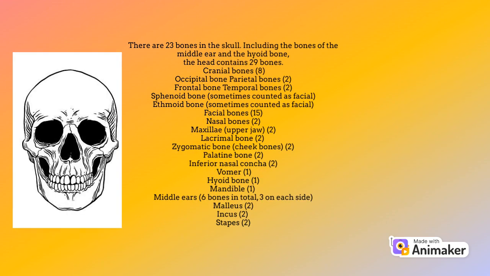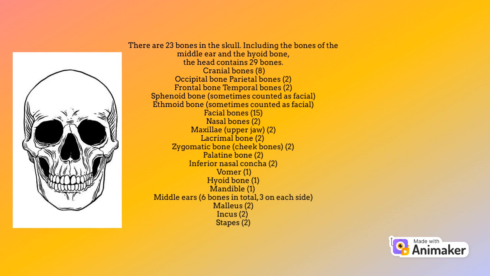There are 23 bones in the skull. Including the bones of the middle ear and the hyoid bone, the head contains 29 bones. Cranial bones: 8. Occipital bone. Parietal bones: 2. Frontal bone. Temporal bones: 2. Sphenoid bone, sometimes counted as facial. Ethmoid bone, sometimes counted as facial.